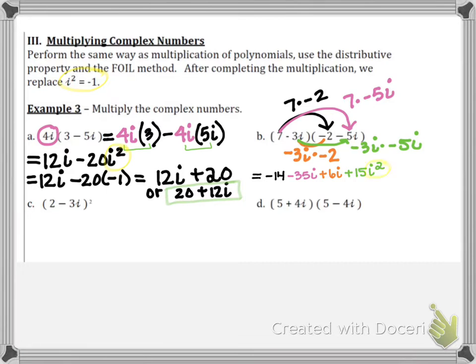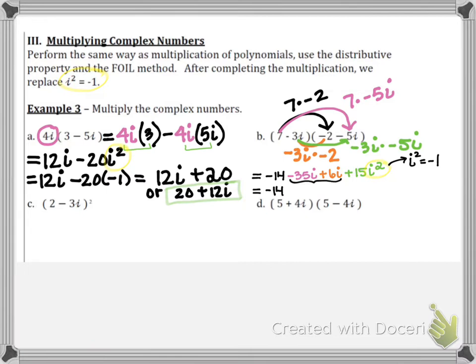So here are my four terms. So I'm going to combine like terms in the middle, but then I also need to remember that since I see the i squared, I'm going to replace it with -1. Because remember, i squared is equal to the real number -1. So let's take a look. I have the -14 as my first term.